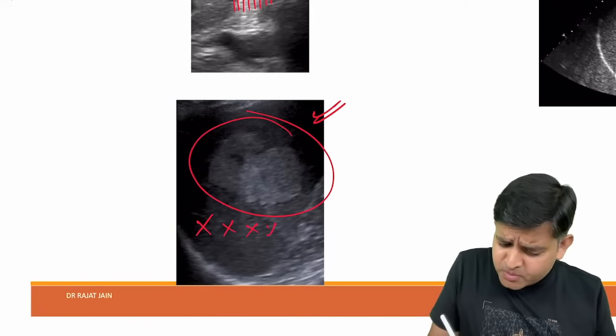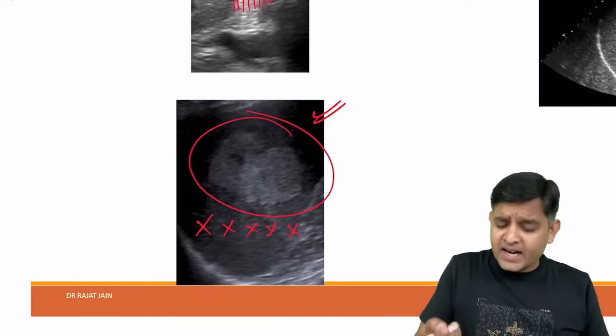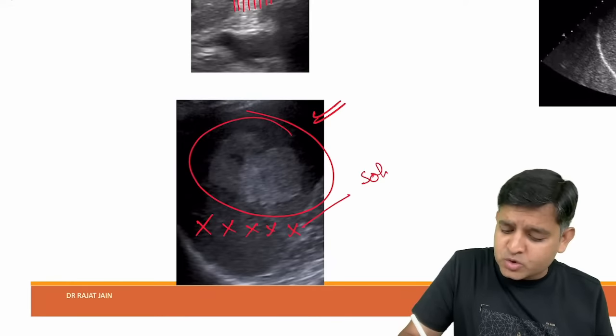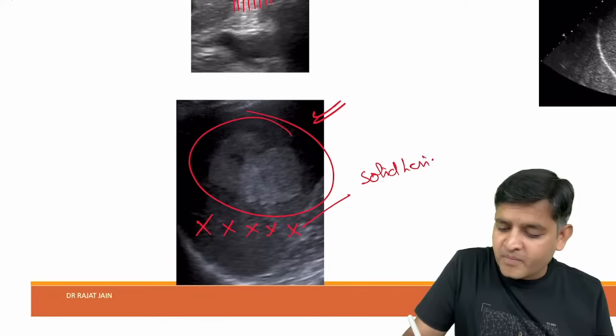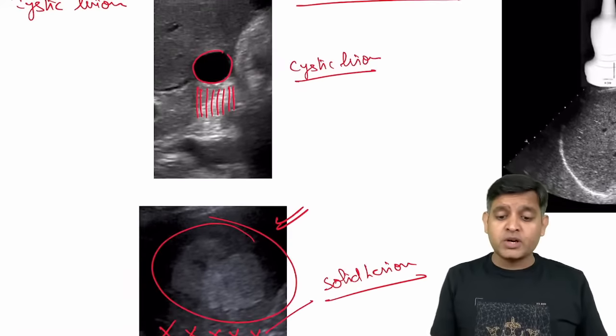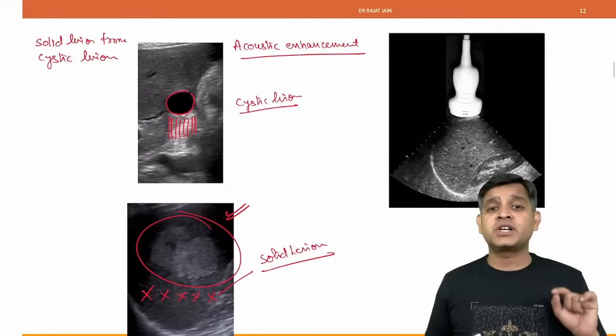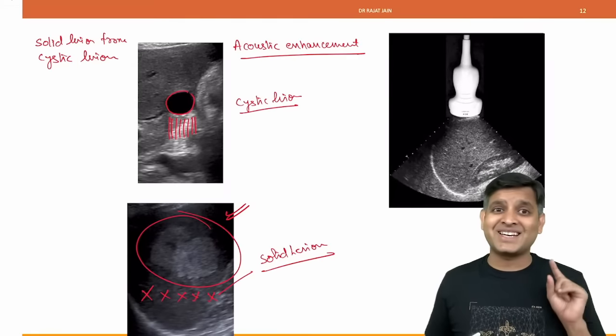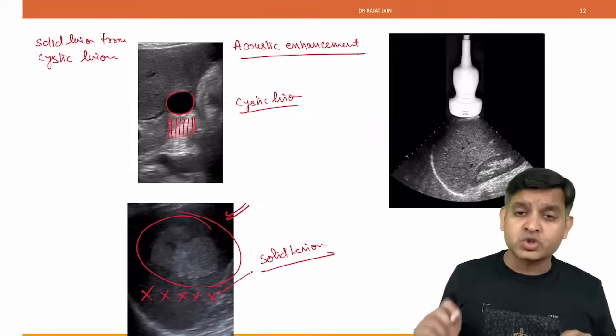You will say, sir, it is so simple. There is no posterior acoustic enhancement. And if there is no posterior acoustic enhancement, it has to be a solid lesion. Right? So the most important role of ultrasound is to differentiate a solid lesion from a cystic lesion. Right? What sign? Acoustic enhancement.